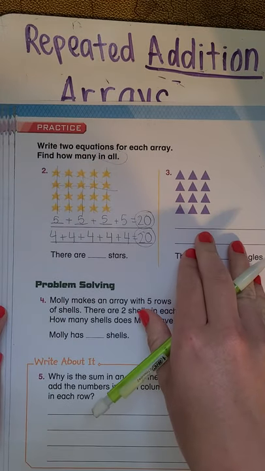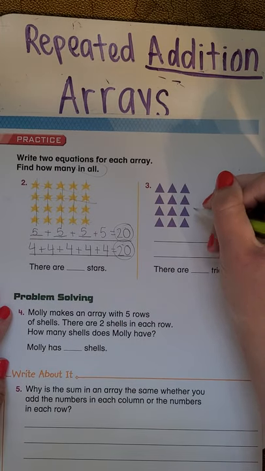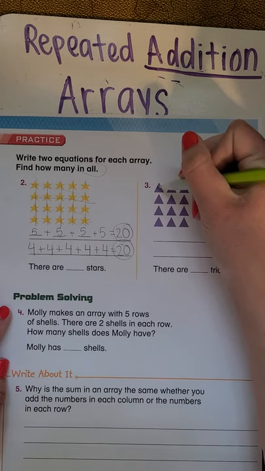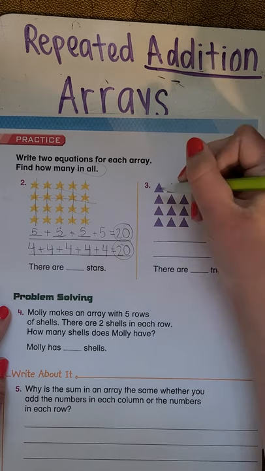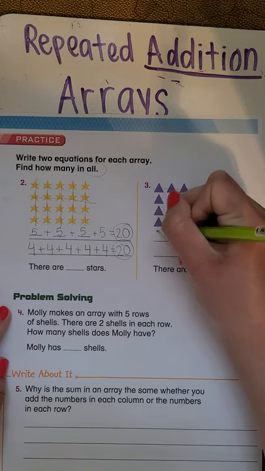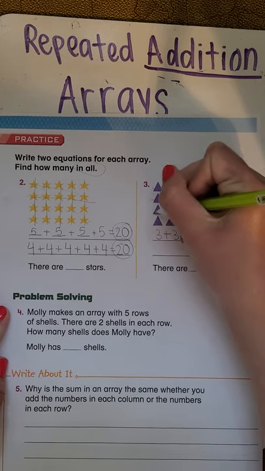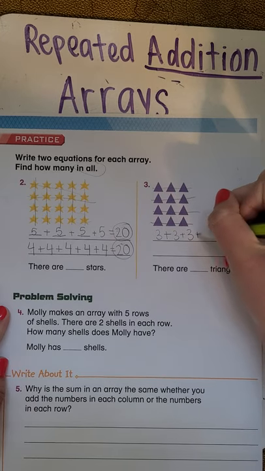So now we know how to do that for this one. Right? I'm going to model this one just to show you all how to do it again. Give you another example. Okay, so I'm going to do the same thing. I'm going to write 2 different equations. First, I'm going to start with how many triangles are in each row. I have 3 triangles in that row, 3 in that row, 3 in that row, and 3 in that row.